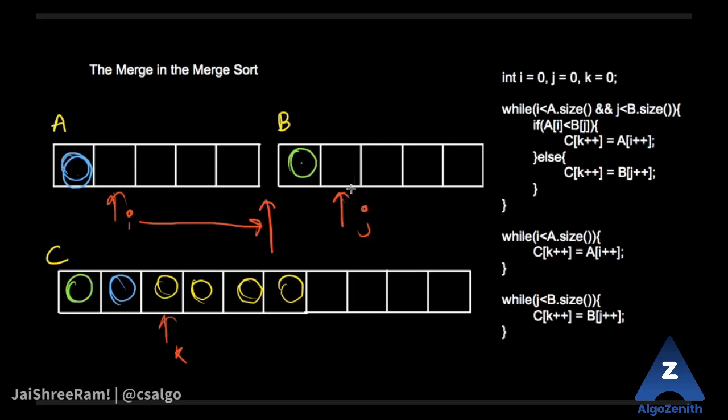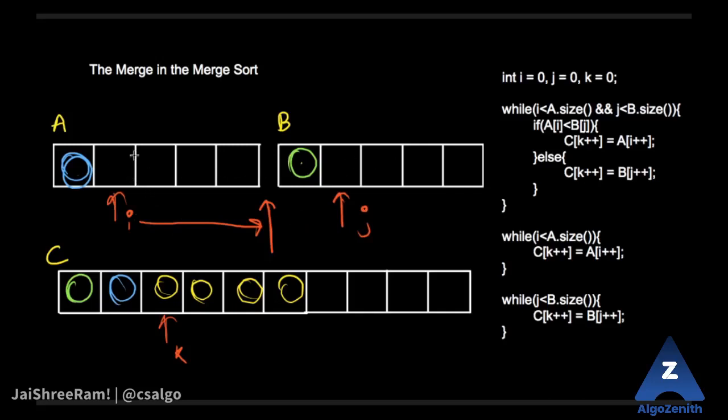So what if there are equal elements in this? We don't need to worry about which one of the pointers to increase, because anyway this is being sorted.